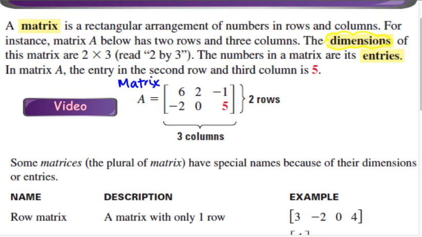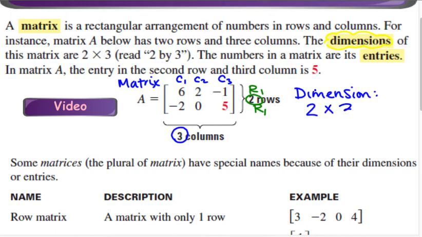So let's count the number of rows. Here's what we call row 1. Here is row 2, to give us a total of 2 rows. Then let's count how many columns we have. Column 1, column 2, column 3. Gives us 3 columns. So the dimension for this matrix is what we say, 2 rows by 3 columns. We also call it a 2 by 3.